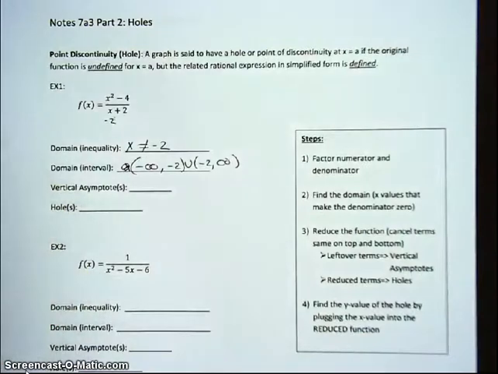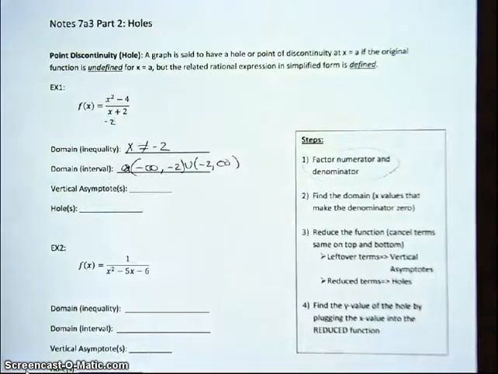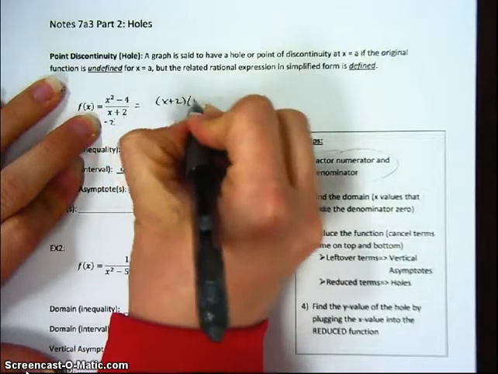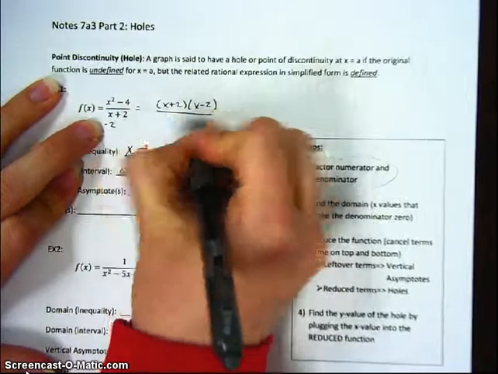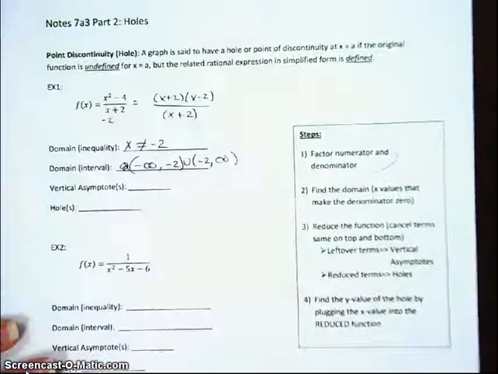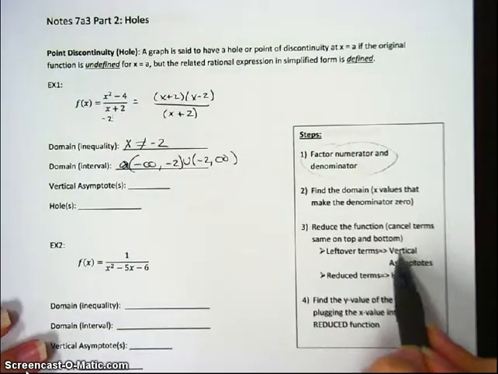But in order to find the simplified version to see if this is indeed a hole, the very first thing we need to do is factor the numerator and denominator. So my numerator would factor 2x plus 2, x minus 2. There's nothing to factor in my denominator, so we'll just have x plus 2. When we do that, we found our domain already. We want to reduce our function.